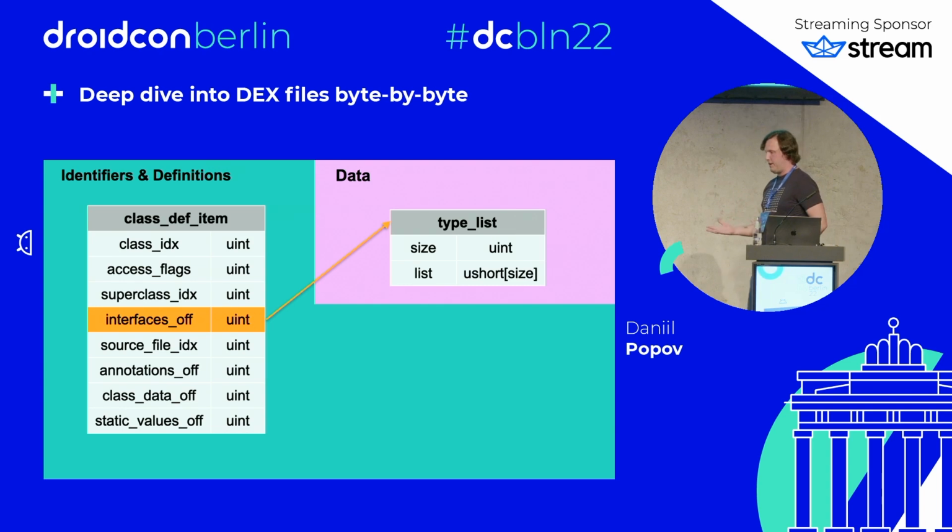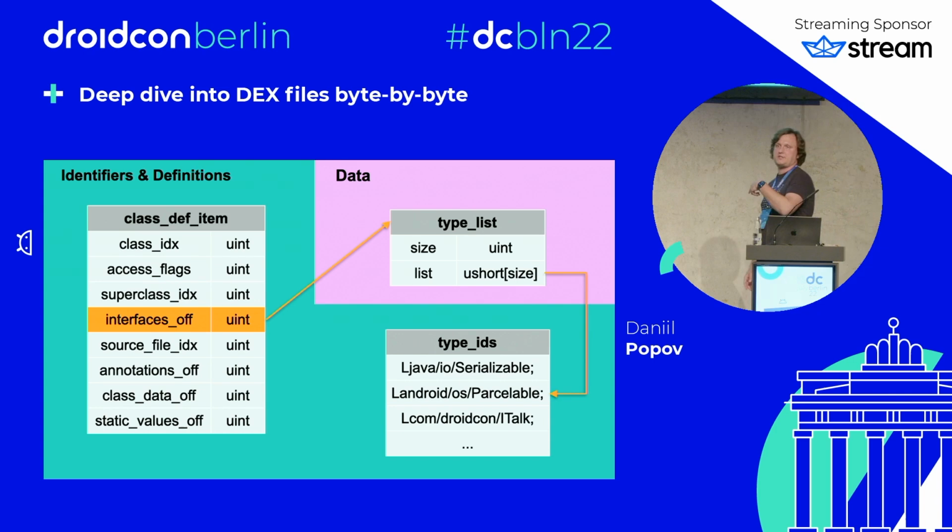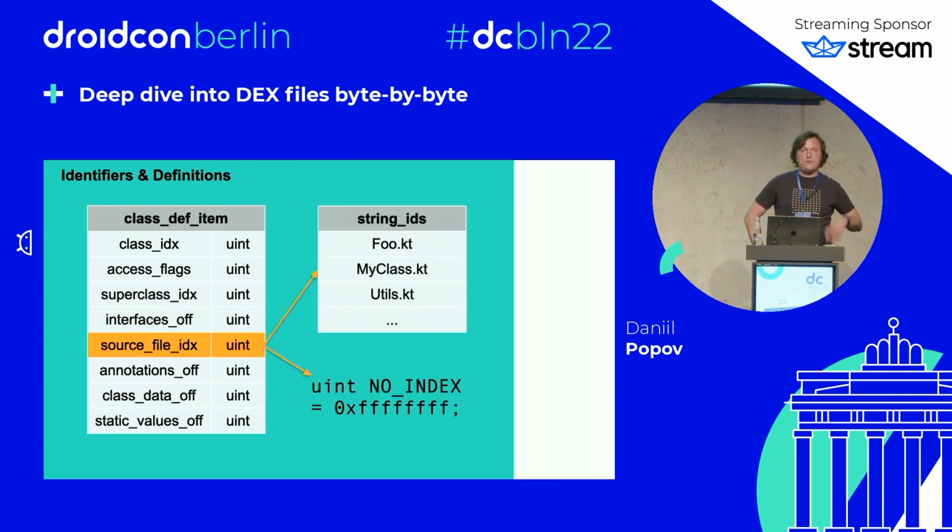Also, a class might implement some interfaces, and they are also placed here. And here's the offset to the type list structure we are already familiar with, because we had this structure previously when we were discussing the prototypes. So, the same. If you compiled your DEX file with the debug option, you would see the name of the file to which this class belongs. This information might be used by a debugger or by you if you're observing this file in a hex editor somewhere. And if there is no such information, the special no-index value is written in this field.